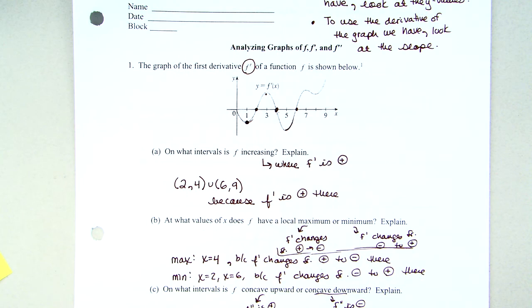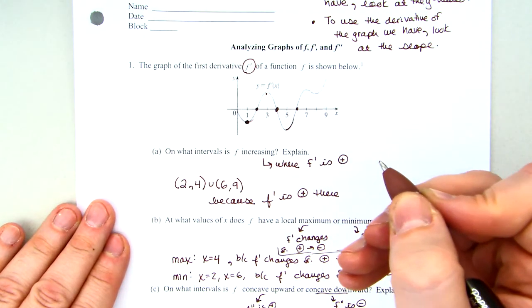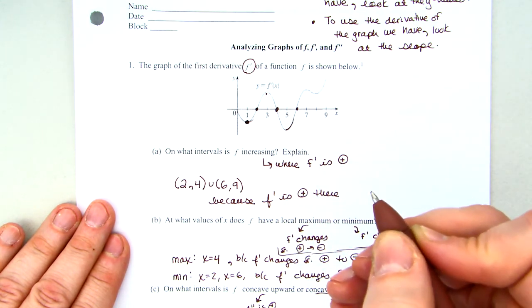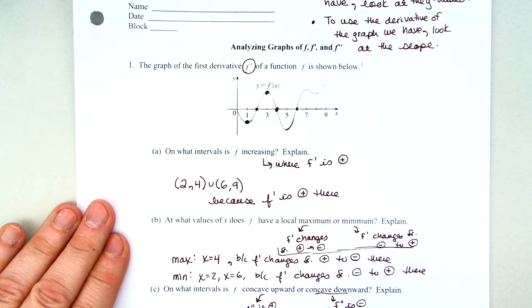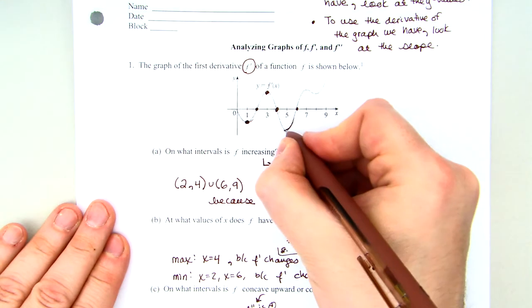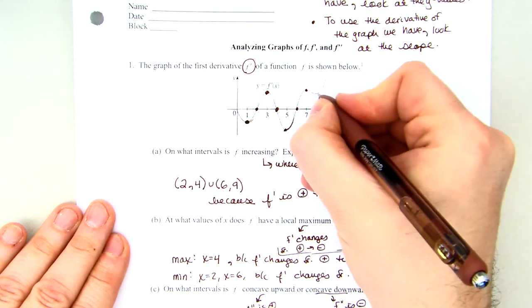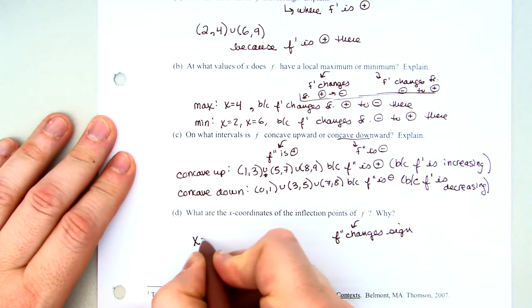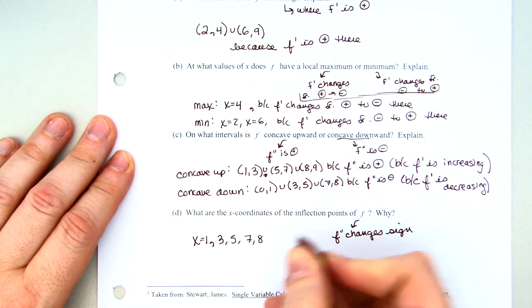Okay, let me write down a couple things. I think I've got points of inflection at x equals 1. Where's the next point of inflection, where f double prime, the slope of the graph you're looking at, is changing sign? 3. Then where? 5. Then where? 7. Then where? 8. Okay, here we go. I have x equals 1. I have 3, I have 5, I have 7, I have 8.